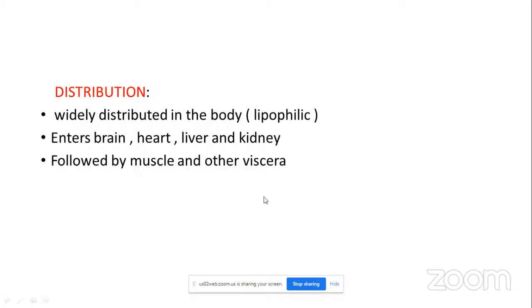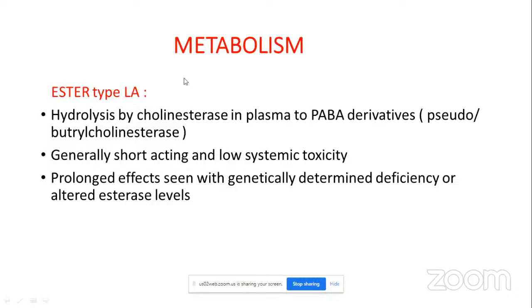Metabolism of ester type local anesthetics. Ester type gets hydrolyzed by plasma or pseudocholinesterase in plasma to paraminobenzoic acid derivatives. Generally these are short acting as they are not bound to plasma proteins like alpha 1 acid glycoprotein, and have low systemic toxicity as they are short acting. Prolonged effect is seen with genetically determined deficiency or altered esterase levels. When there is mutated pseudocholinesterase or plasma cholinesterase enzyme, though these ester type local anesthetics are short acting, they will become longer acting.